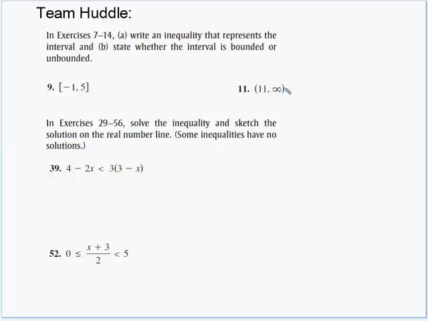Next one, parenthesis 11 comma infinity. So we'll have our 11 is less than x is less than infinity. Parenthesis means no or equal to. And because one side of this is infinite, this is unbounded.